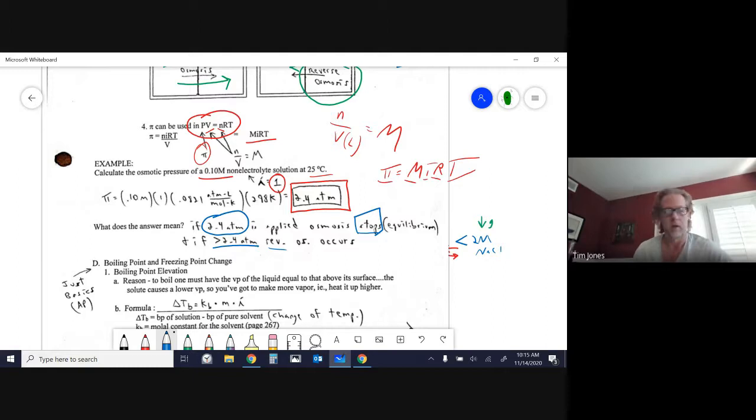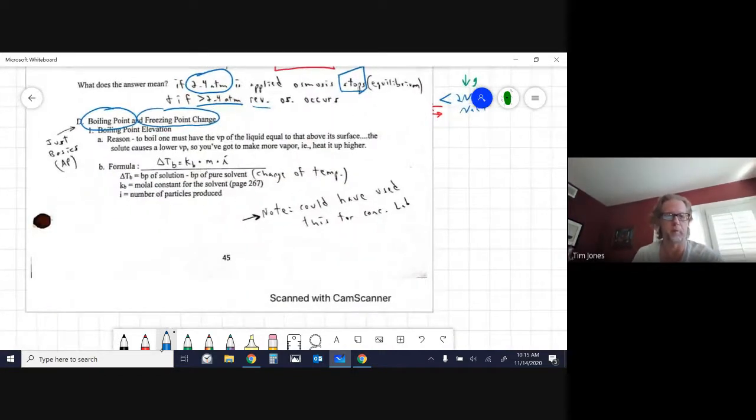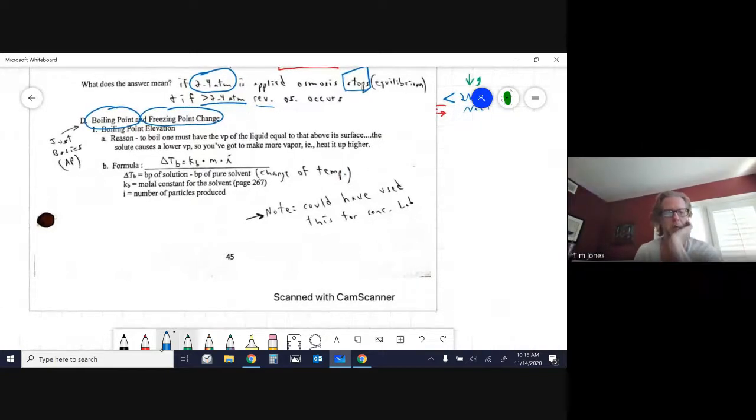All right. Next colligative property, boiling point and freezing point changing. All right, first boiling point. So in order to boil, what must happen is the vapor pressure of the liquid has to equal the pressure above its surface, and we talked about that earlier, in order to compete with it. And in the case of pure water at sea level, under normal atmospheric conditions, this happens at 100 degrees Celsius.